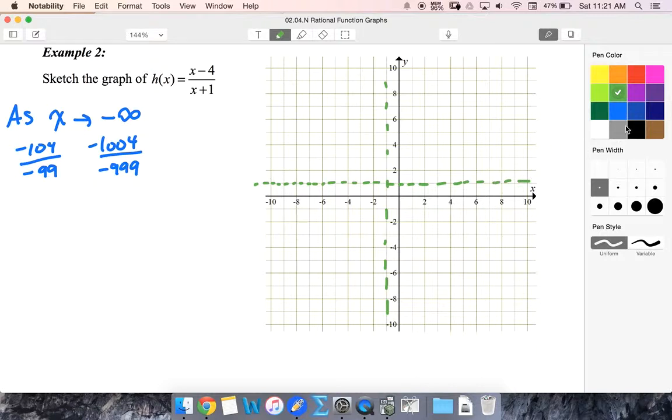And I'm getting closer to it on the positive side, so that means I'm coming in from above, approaching it this way. Well, that leads me to think I'm probably going up towards +infinity, and let's see what happens as x approaches -1 from the left. So as x goes towards -1 from the left, that would be like letting x equal -1.1.